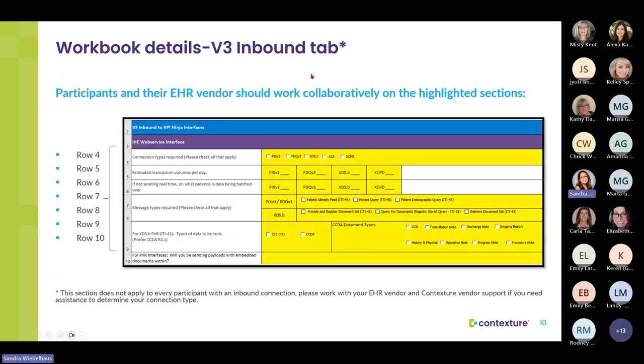All right, and this is for a V3 inbound. If you are sending us a V3 inbound, we would like to know the connection types, whether it's a PIX V3, a PDQ, XDS.B, XCA, or an XCPD. The volume of transactions per day, if you're sending it in real time or batch, the message types. And then also we want to know what type of CCD you're sending, a C32, a CCDA, and in that document type, is it a CCD, consult notes, discharge, imaging, H&Ps, operative notes, progress or procedure notes. And then we'll want to know if you're going to be sending payloads with embedded documents in them as well.